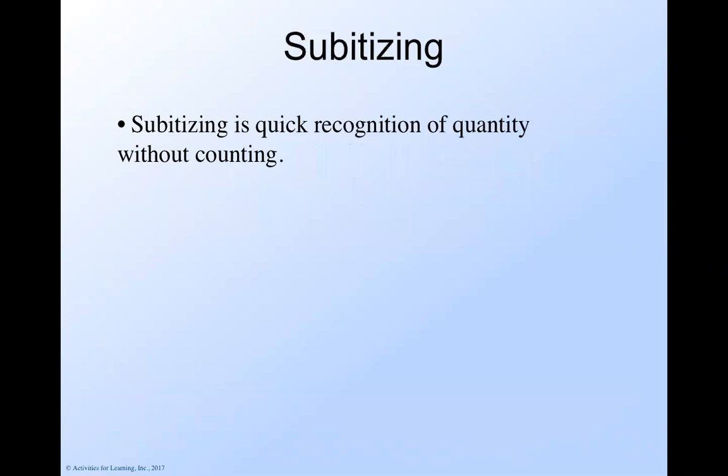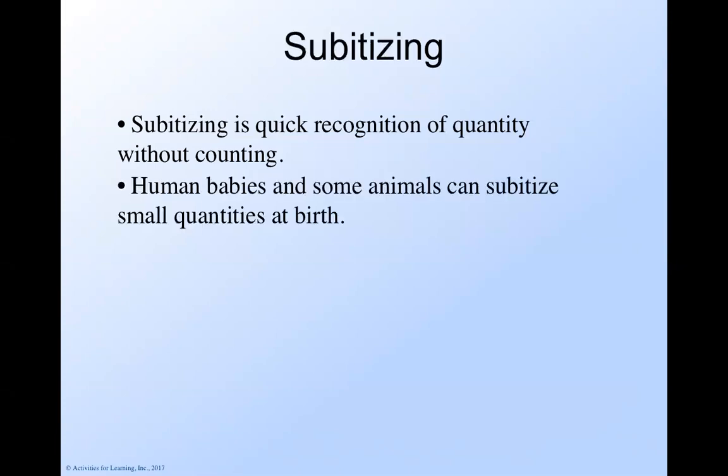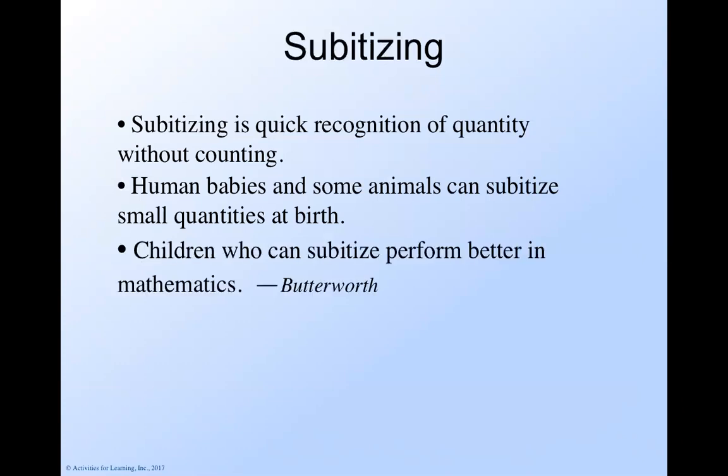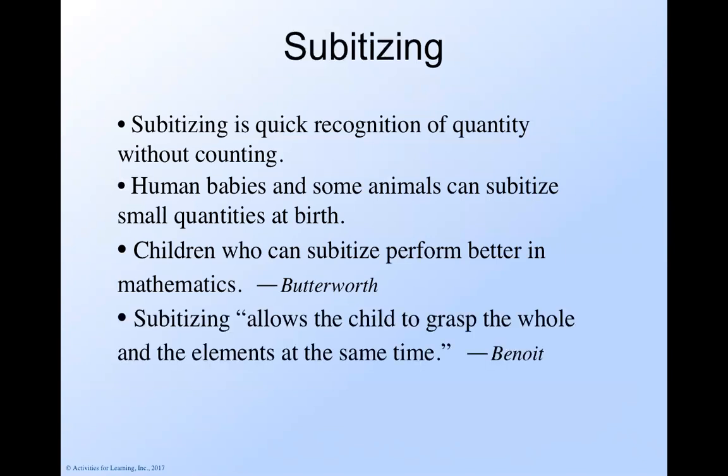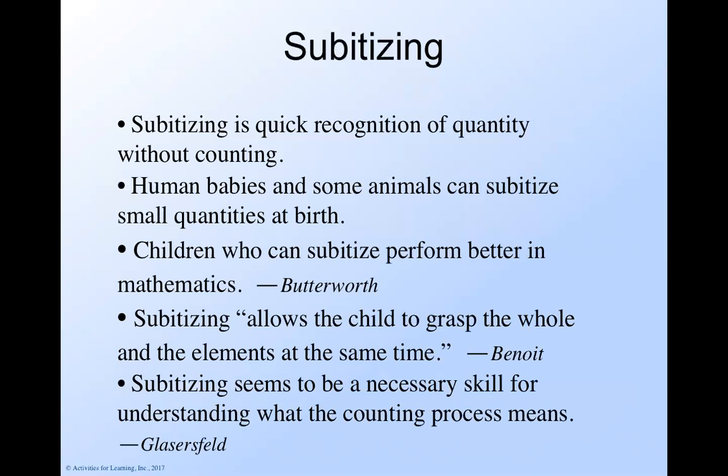Subitizing. Subitizing is just a fancy word for quickly recognizing a quantity without counting. Even small children can subitize small quantities. Miss Butterworth, who was a researcher, found that children who can subitize actually perform better in mathematics. And subitizing allows the child to grasp the whole and the elements at the same time. And finally, subitizing seems to be a necessary skill for understanding what the counting process actually means.